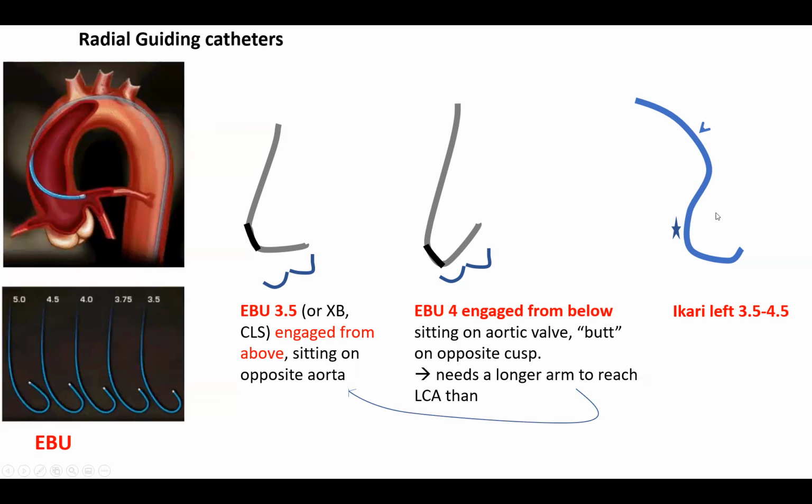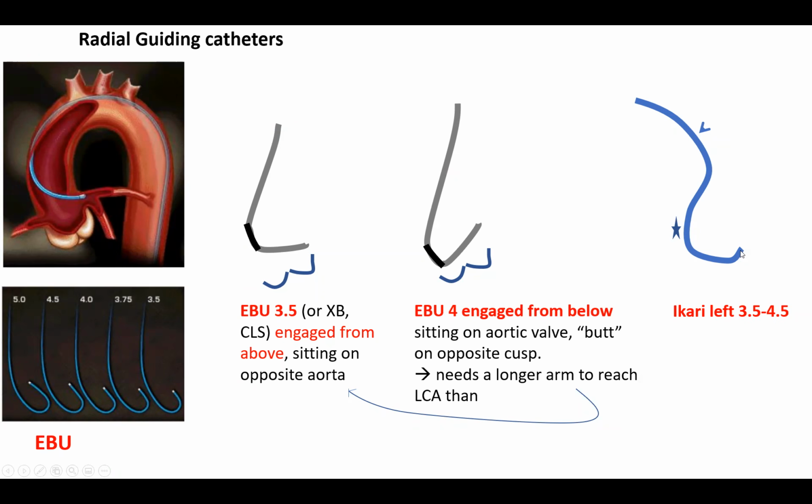What's special about Ikari? It's somewhat similar to CLS. It has that long, nice platform to sit on the opposite aortic wall or on the aortic valve, but it also has that bend, that natural bend that is meant to embrace the innominate aortic bend. So it has less tendency to jump out into the aortic arch. So that's a great feature of the Ikari left. Another thing about Ikari left, it's a lighter, slicker, hydrophilic catheter. So it's easier to maneuver. It's easier to engage with Ikari left. It's easier to loop from below with Ikari left, in my experience.